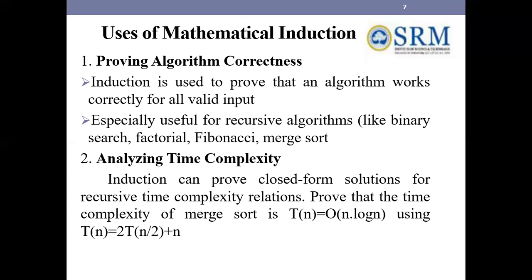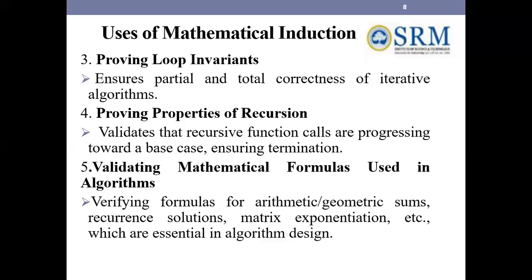T of n is the time complexity on input size n, which is equal to 2 times T of n by 2. So the given problem is divided into two sub-problems, that is the 2. Each sub-problem has the size of n by 2, n by 2. So total will be n. So the size of the given problem n is divided into n by 2 plus n by 2. So mathematical analysis can be used to check the correctness of an algorithm and to find the complexity of an algorithm.